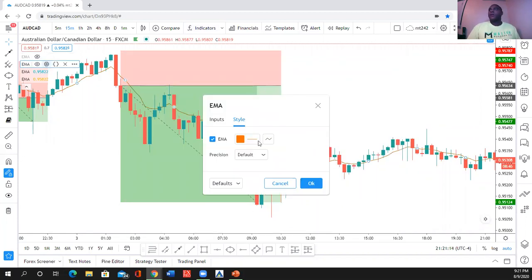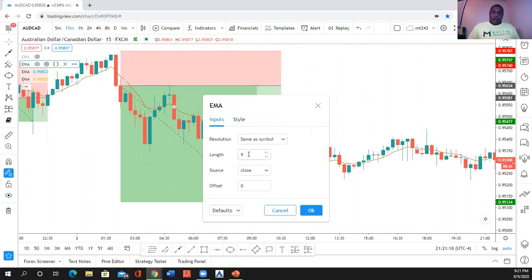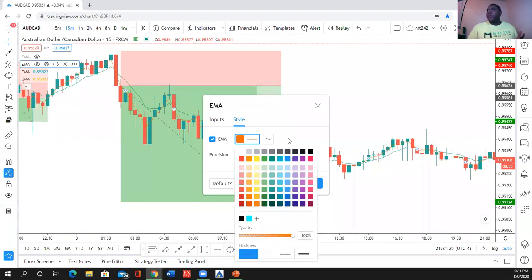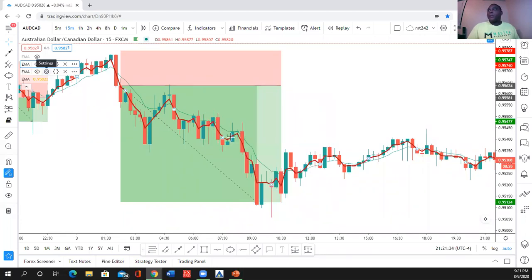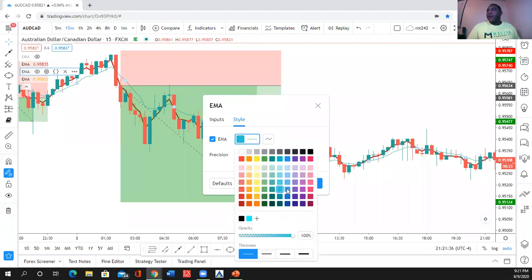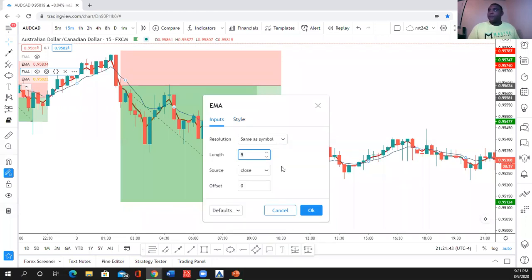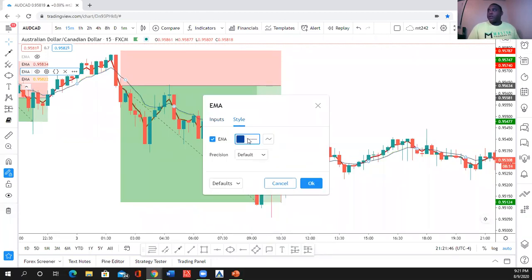First thing I can do is change the input, the length. Let's do the 3, EMA 3. I'm going to change it to red. Change the thickness so that I can see it. Hit OK, and then I move down, go to settings. I'm going to do this one to 10. So I want to go blue. Input EMA 10. Go back to style to change the thickness.